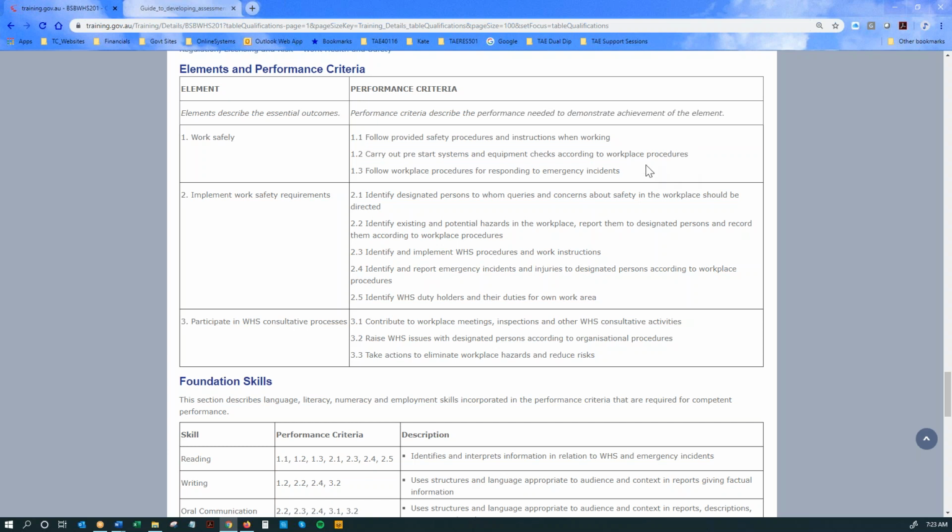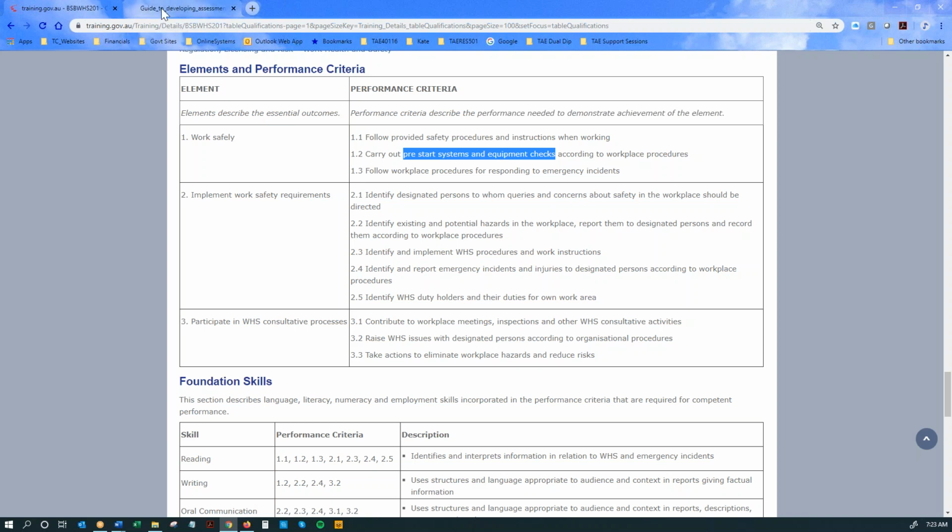So it will have more specific requirements, things like carrying out a pre-start system and equipment check, or following a procedure for responding to an emergency incident. So again, if you're reading this, you can probably be picturing what the behaviours might be that you would see in your own individual workplace, because things like your pre-start systems and equipment checks will be different depending on what the equipment is in your own workplace.